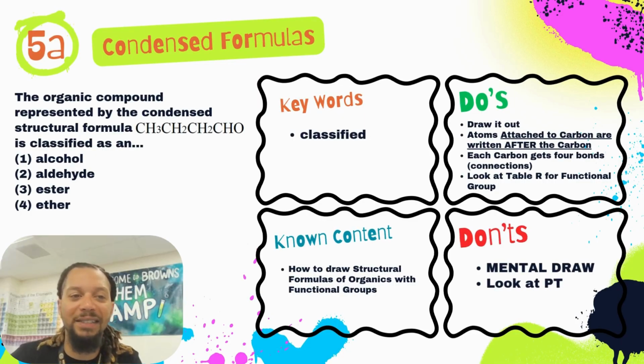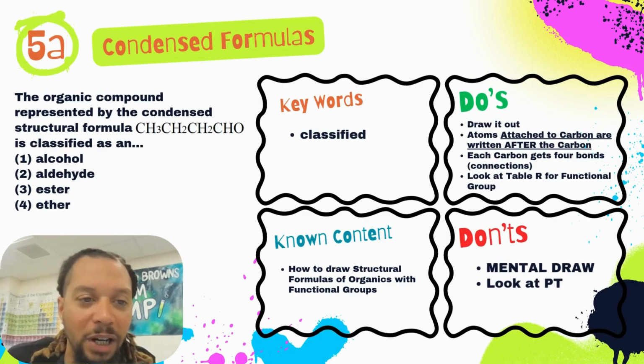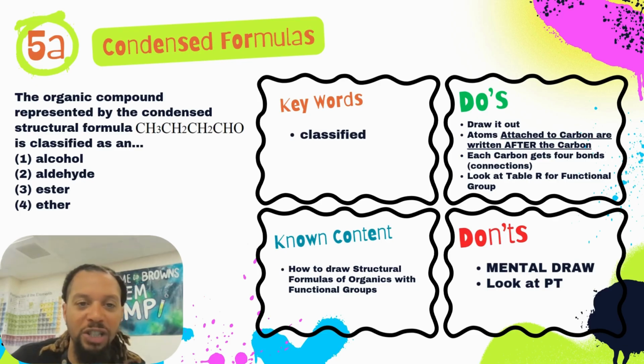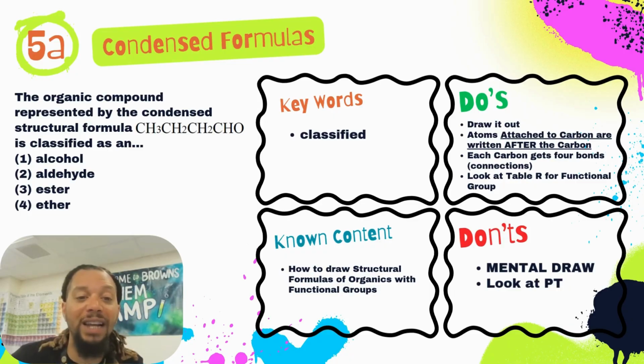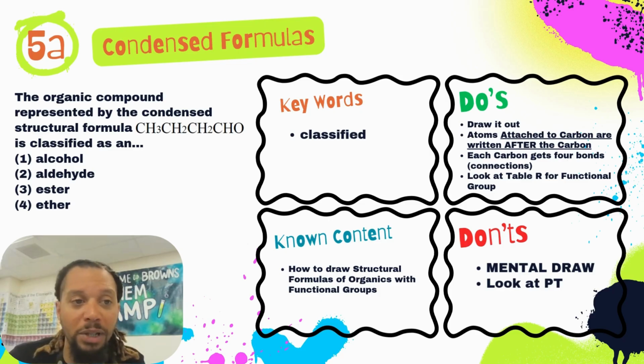The organic compound represented by the condensed structural formula of CH3CH2CH2CHO is classified as what? Which option? Keywords here, classify. That means we're going to have to identify what that condensed formula is represented by. Known content, how to draw structural formulas of organics with functional groups, because the oxygen at the end of our condensed formula tells us that this is a functional group.